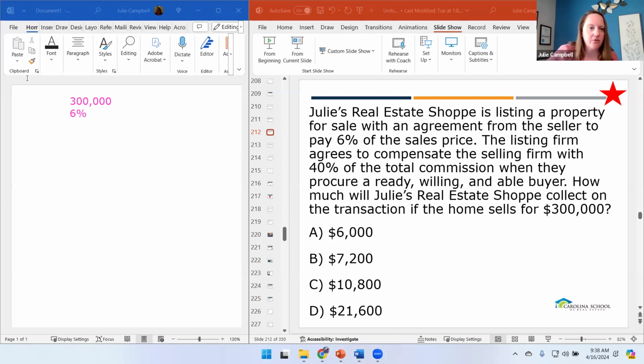So at the top, we have our total commission and our sales price. Then we're going to split it between the sides, the selling side and the listing side. Asking myself, what am I solving for? And in this case, we're solving only for the listing side's commission. We're not going to have to go any further. The problem's asking me, what will the listing firm collect? So that's going to be my X.